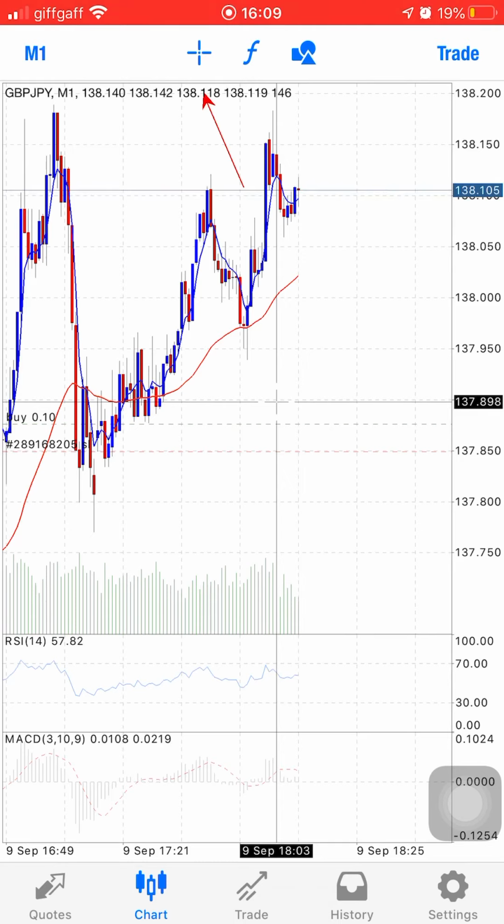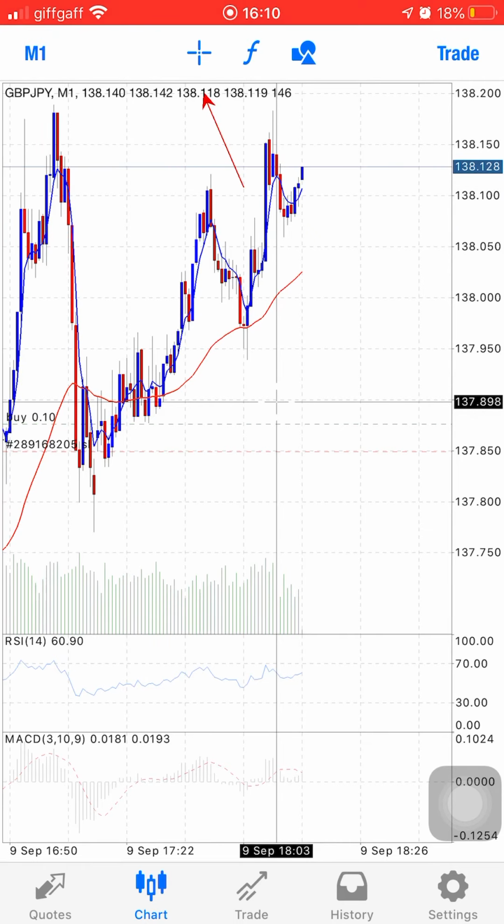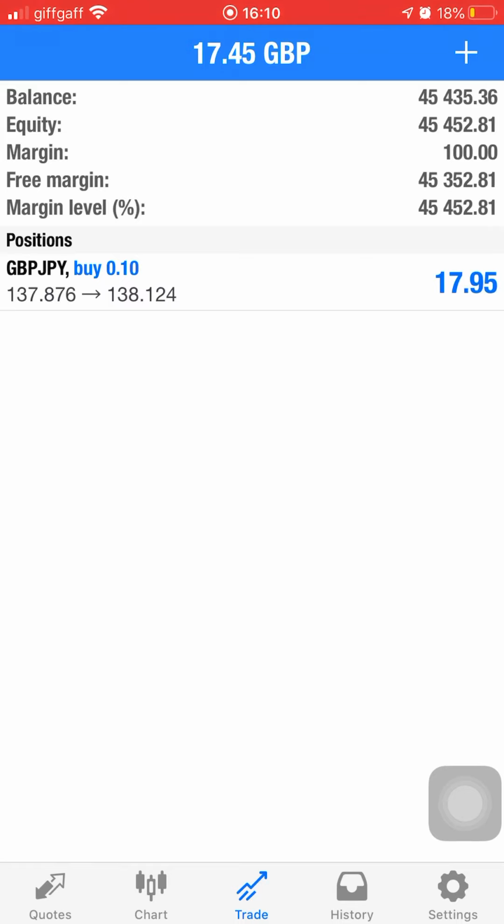Also, once you're in profit, you always want to move your stop loss a little bit above your entry, not exactly on your entry price number. The entry price number is the number that is always below the currency pair, and it's not moving. Right now we can see I've entered the price at 137.876. That's my entry point. The number that is moving is just the price changing with time.